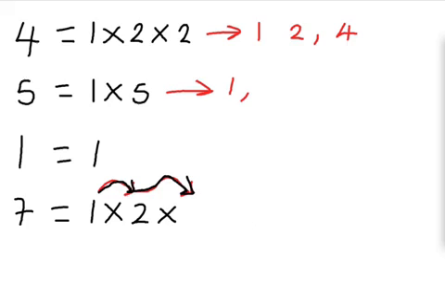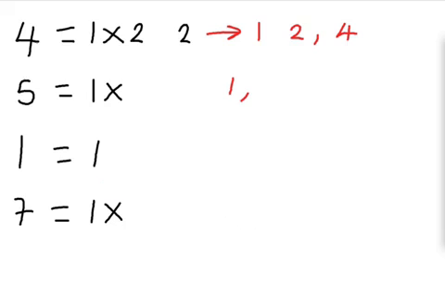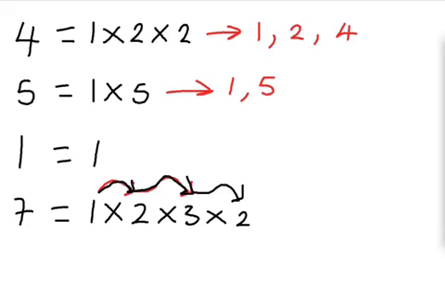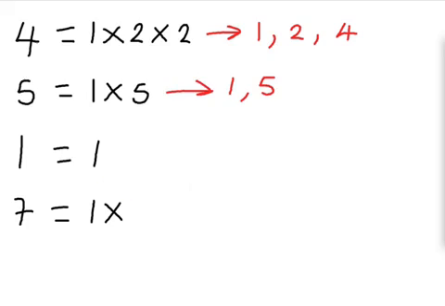Alright, since that cannot work as factors of 7, then it means that 7 will have only 2 factors. 1 times 7. Because from our findings, we can only multiply these 2 numbers to give us 7. So the factors of 7 are 1 and 7.